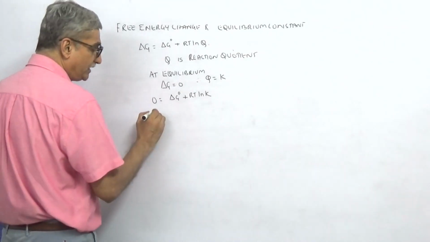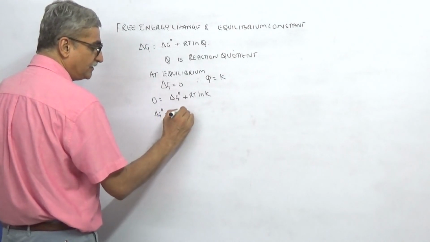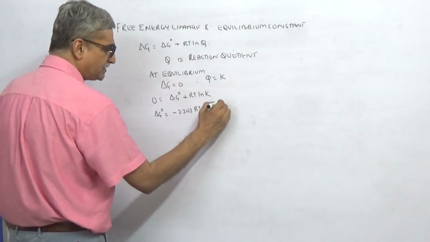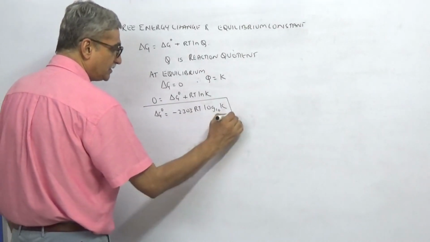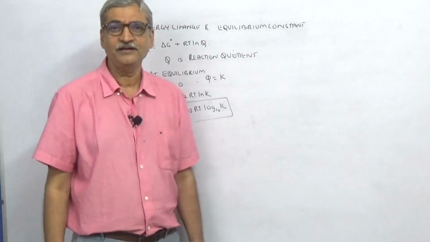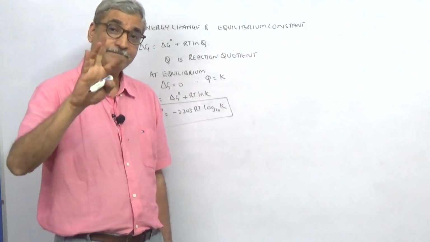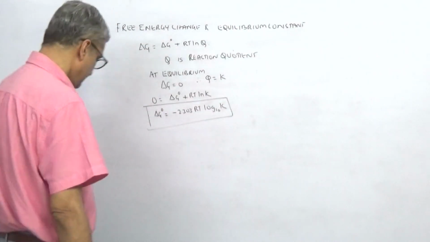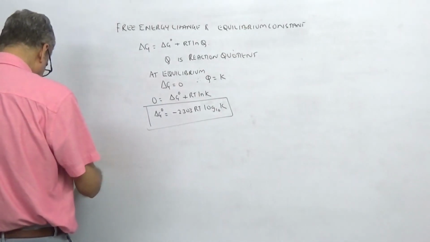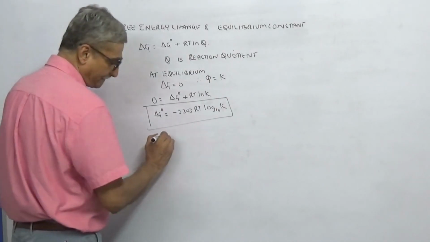So now, taking it over here, what do we have? Standard free energy change is minus 2.303 RT log to the base 10 of K, the equilibrium constant. We'll require this. This is the reason why I taught thermodynamics first, because this is going to be used in electrochemistry. Is this clear? So this is the connection between free energy change and the equilibrium constant.